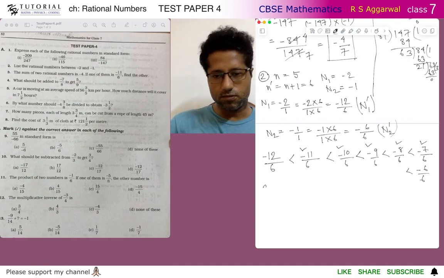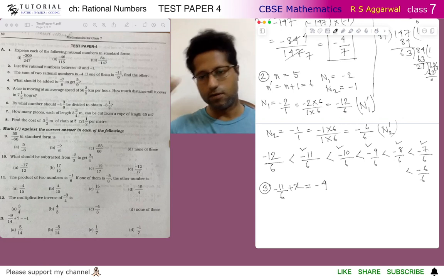Let's do question number 3. The sum of 2 rational numbers is minus 4. If one of them is minus 11 by 6, find the other. So the problem statement is: the sum is given as minus 4 and one of them is minus 11 by 6. So what will be the other?